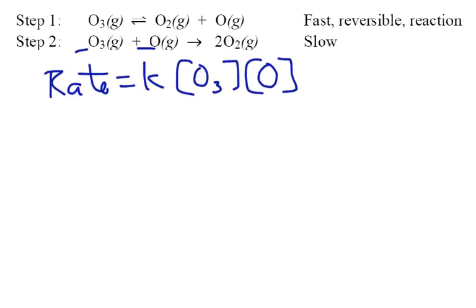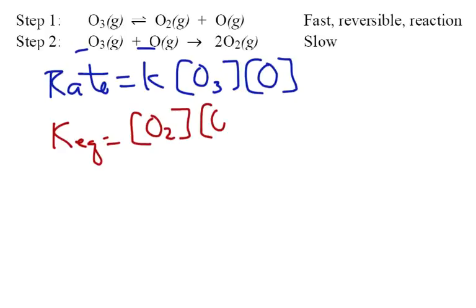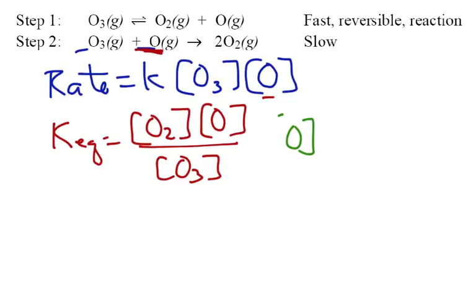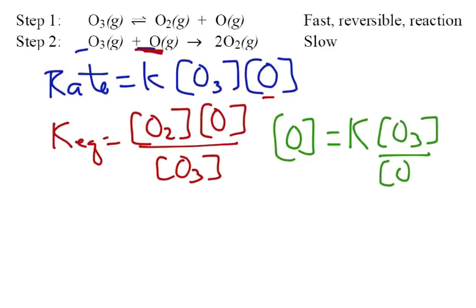The first step is an equilibrium. And at this point we know that the equilibrium constant, Keq, is equal to the concentration of the products, so that's O2 times the concentration of O, all over the concentration of O3. That's a chapter 16 idea. Now, we're going to use that here. We're going to substitute in for our O. So we're going to take this equation and change it around, so that my concentration of O is equal to our constant K from Keq, times the concentration of O3 over the concentration of O2. All I've done is solve for O, multiplying both sides by O3 and dividing both sides by O2.